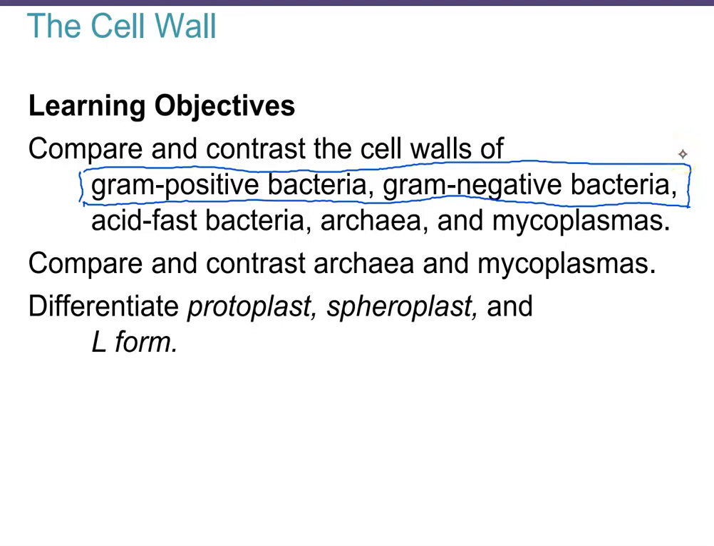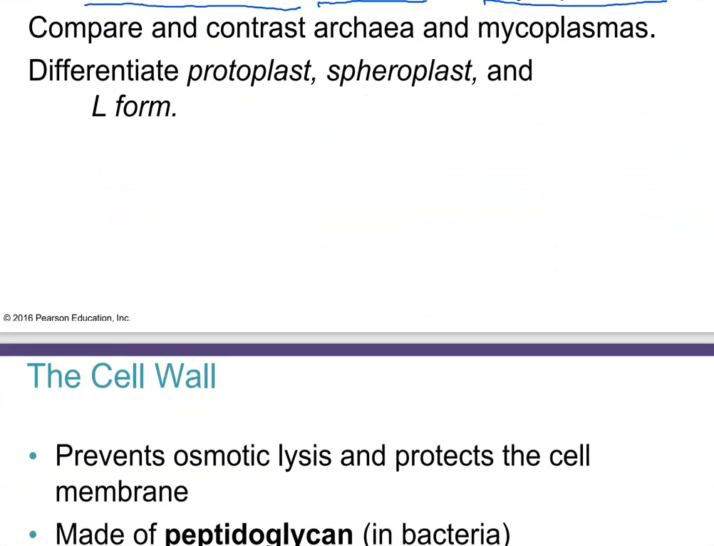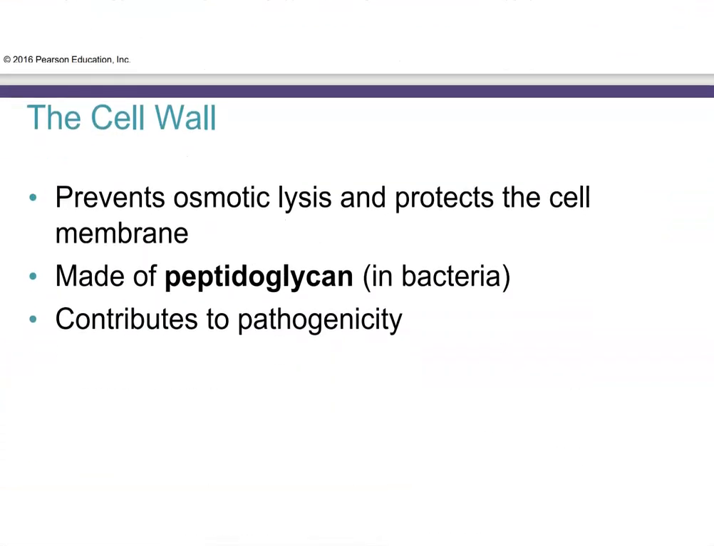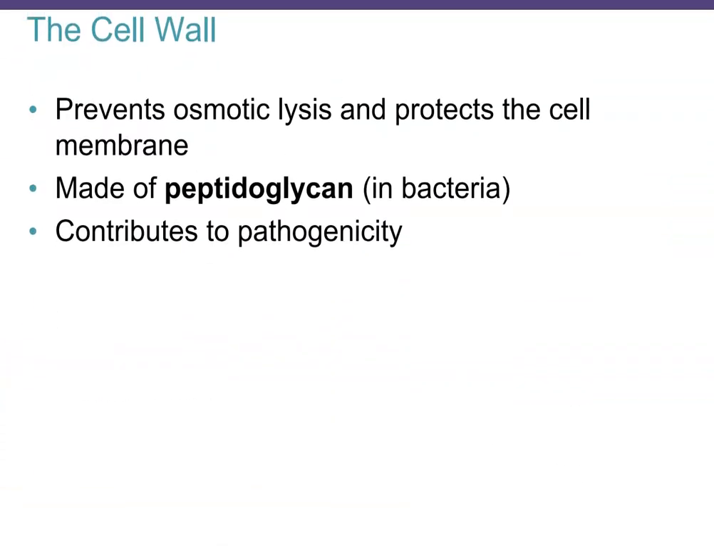We also have some exceptions to the regular gram-positive, gram-negative cell walls, and that will be the acid-fast bacteria. We're going to take a brief look at the archaea cell walls, and then mycoplasmas, which don't have a cell wall. And that's what I want you to get out of this section. So we're going to focus on the prokaryotic cell wall, specifically the gram-positive versus the gram-negative cell wall.